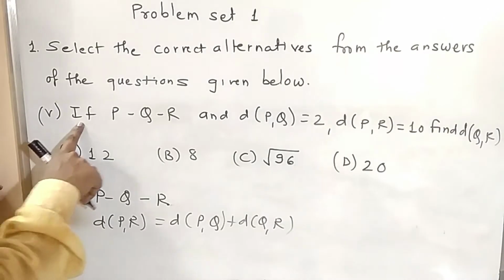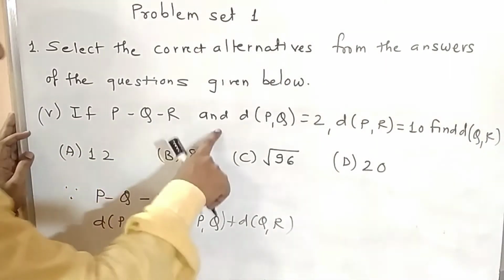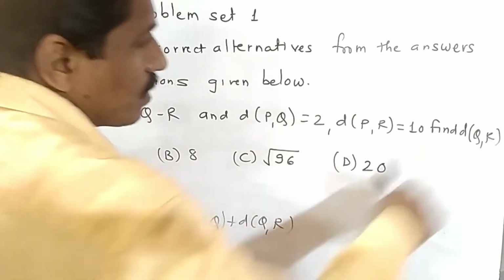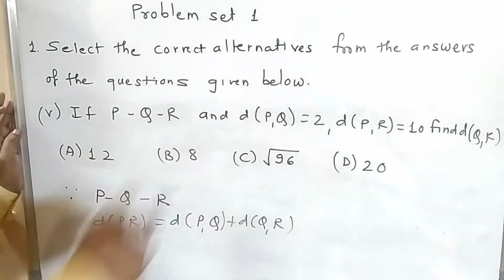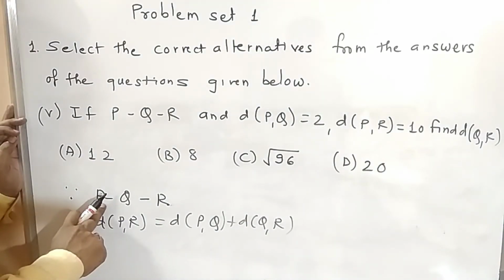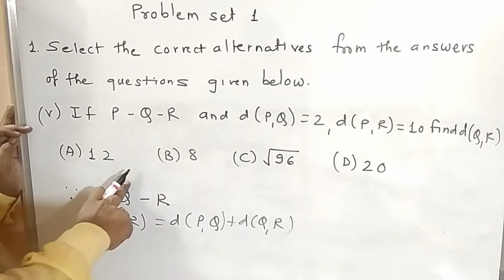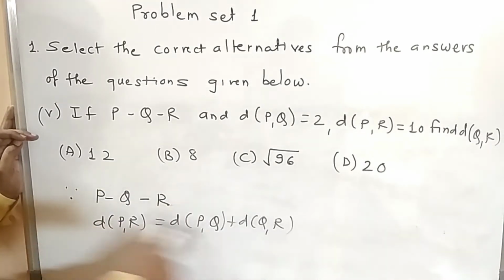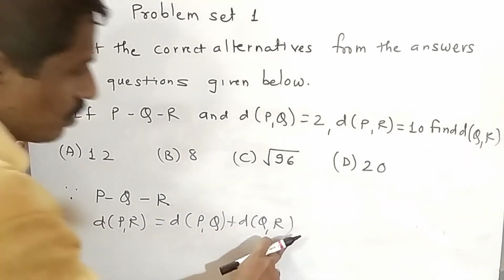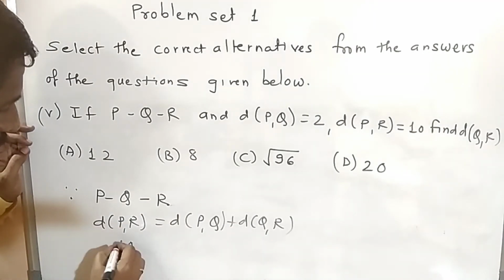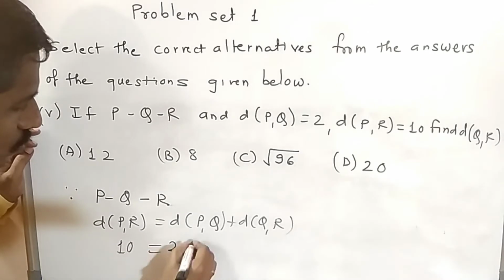Fifth one, if P-Q-R, and distance PQ is 2, distance PR is 10, find distance QR. Here betweenness is given. What betweenness in points P, Q, R? It means point Q lies between point P and point R. With this, what formula will I get? Distance PR is equal to distance PQ plus distance QR. What is given? Distance PR is given as 10, distance PQ is 2.